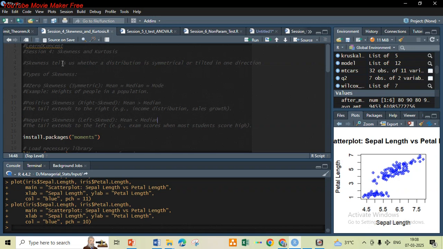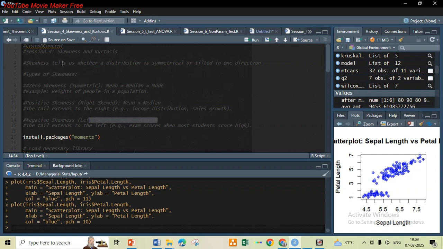Income distribution and sales growth, meaning, why is income distribution a right skewed distribution? Because in most countries, there will be very few people who have very high wealth. So hence, it is right skewed. And sales growth also is kind of a right skewed distribution, because as you can imagine, there will be very few quarters in which the sales growth would be very high. In all other quarters, it would be kind of tempered.